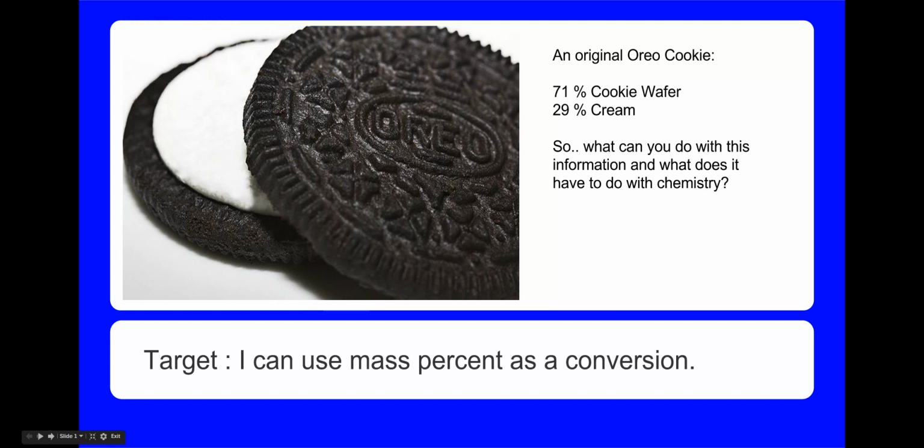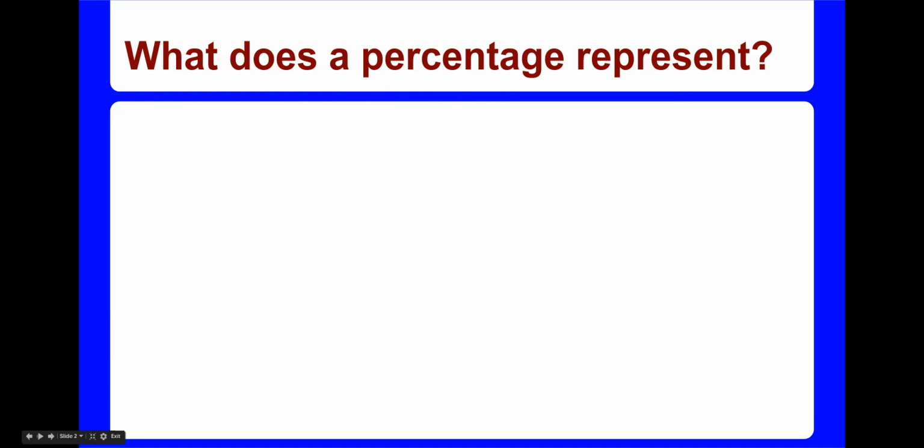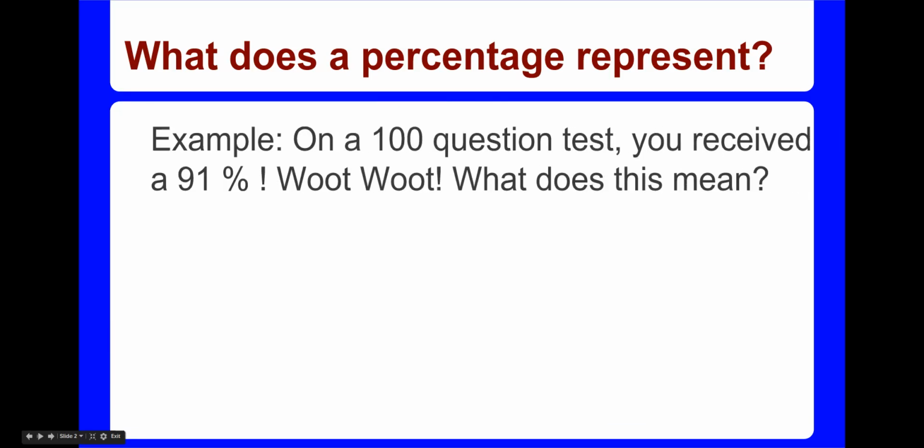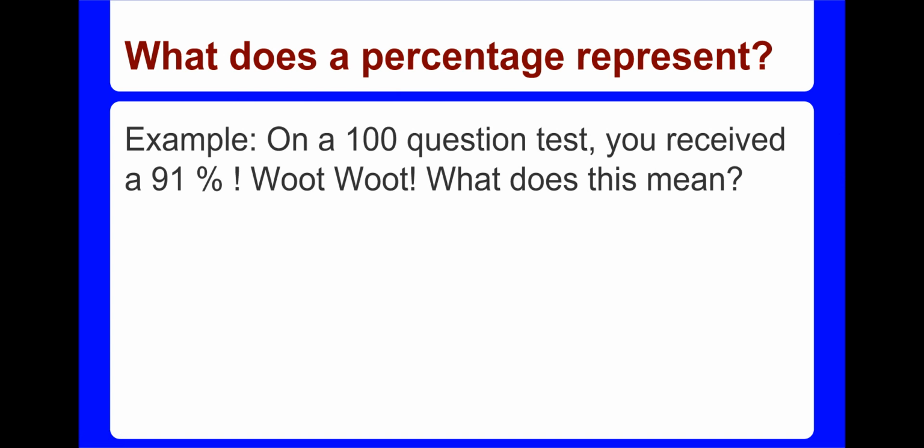So you found out that an Oreo cookie contains 71% of the cookie wafer and 29% of cream. What can you do with this information, and what does it have to do with chemistry? So what does the percentage represent? For example, on a 100-question test, you received a 91%. Woo-woo! What does that mean?